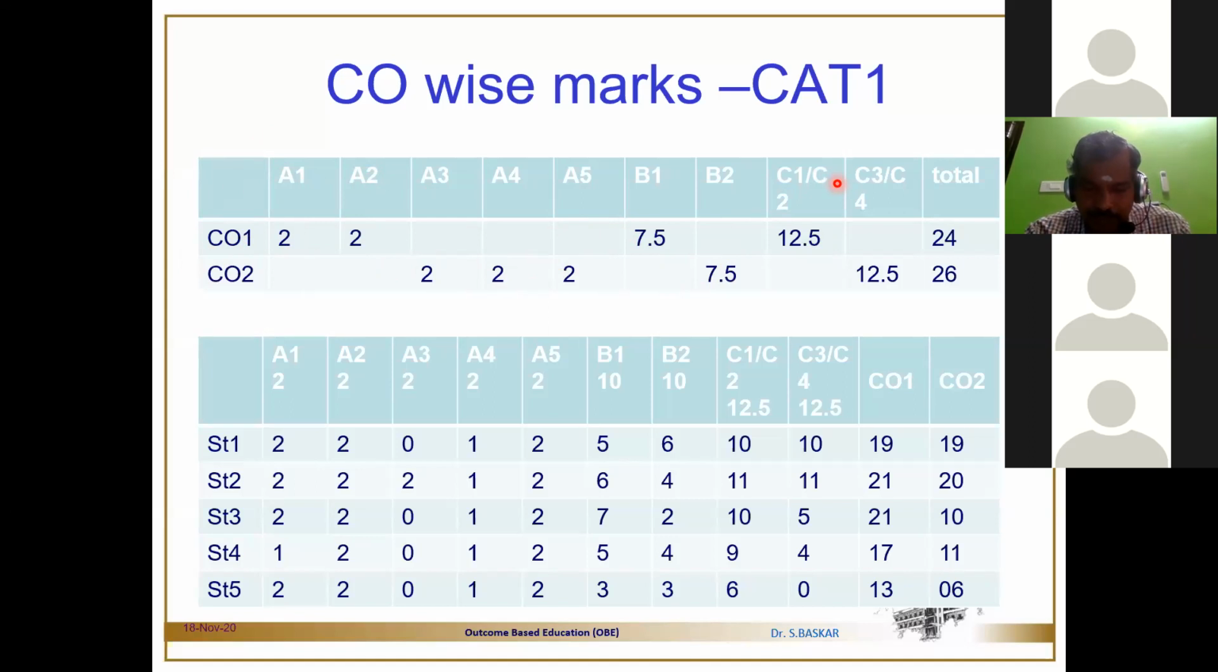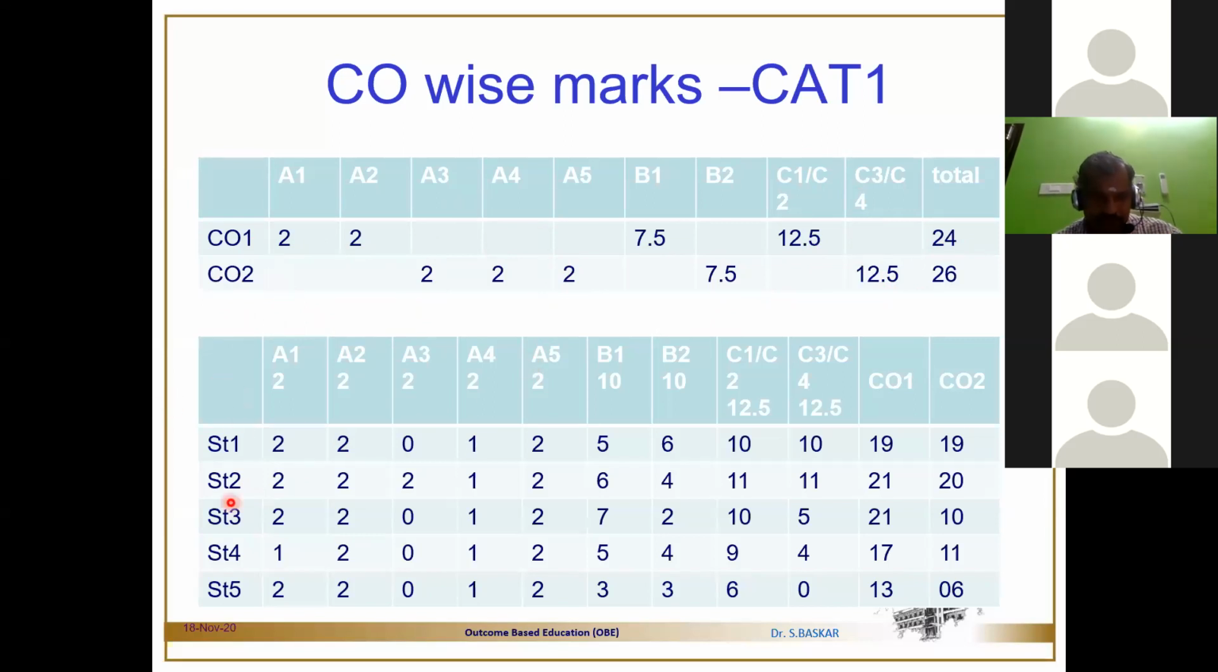The question paper level also should be the same. Question level also should be the same. Similarly, CO2 covers A3, A4, A5, B2, and for part C, C3 and C4. Therefore, if you add the CO1 total marks, it is 24. CO2 total mark is 26. For the purpose of illustration, I am going to take only 5 students, because we wanted to do a simple calculation. I'm not going to consider the total students of 60 or 70, only 5 students.